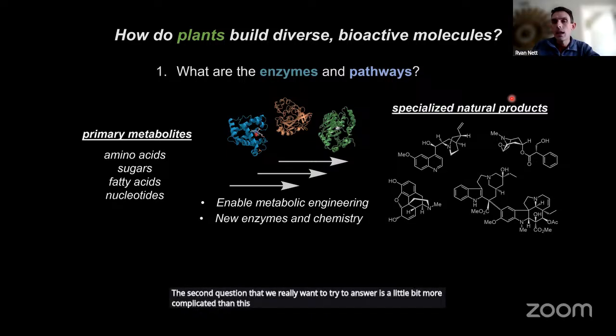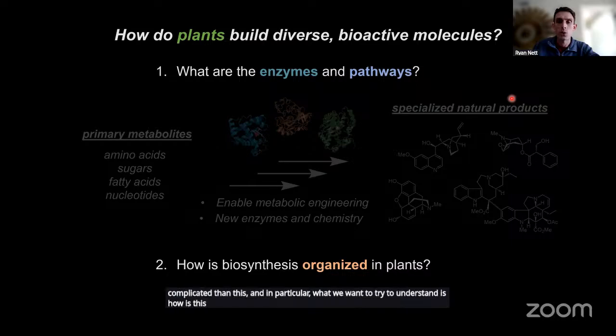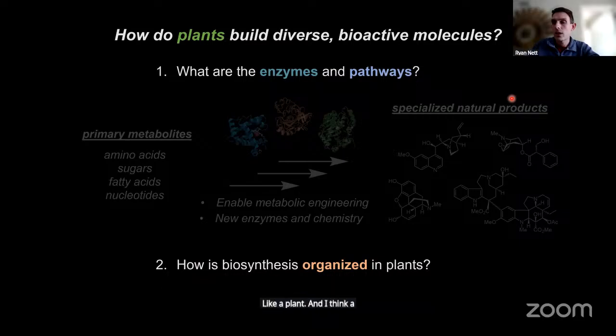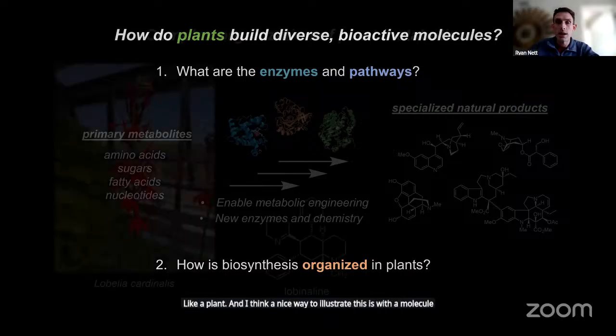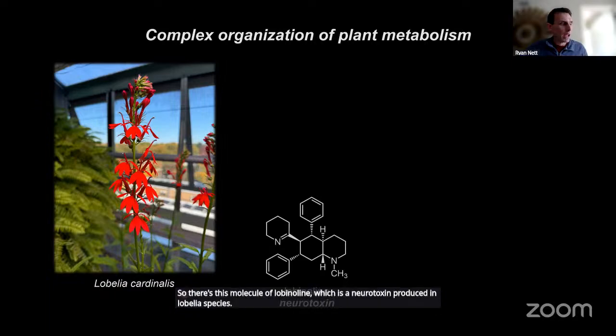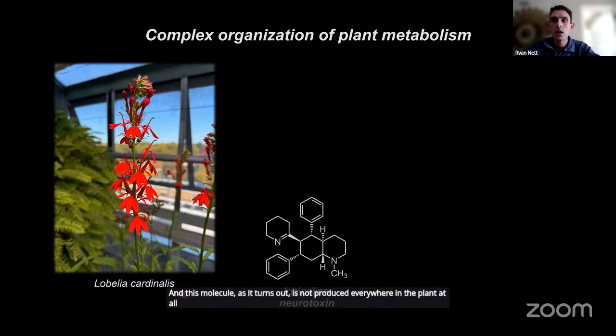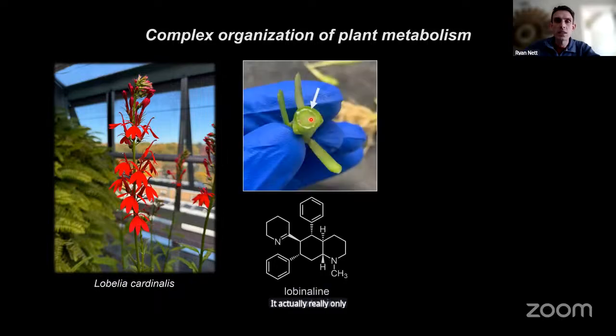The second question that we really want to try to answer is a little bit more complicated than this. And in particular, what we want to try to understand is how this chemistry, these biosynthetic pathways, are actually being organized in a multicellular organism like a plant. And I think a nice way to illustrate this is with a molecule that we're actually working on in my lab. So there's this molecule lobenaline, which is a neurotoxin produced in Lobelia species. And this molecule, as it turns out, is not produced everywhere in the plant at all times. It actually really only accumulates in this latex that you can observe when you cut or wound the plant.